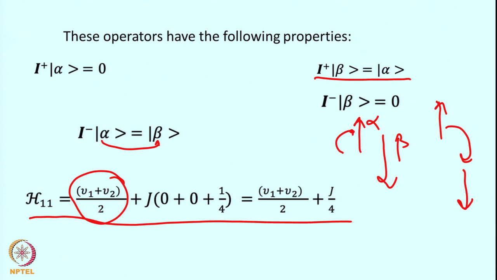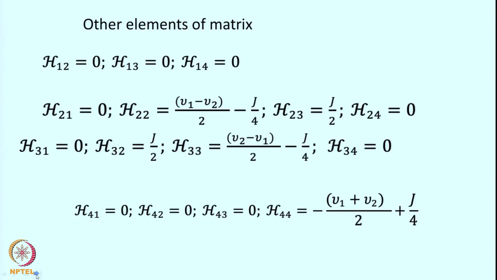plus mu 2 divided by 2, and the coupling constant, which comes in because these two spins are coupled. So, that will be J by 4. So, H11 will be mu 1 plus mu 2 divided by 2, that is the average frequency of these two, plus the Hamiltonian terms coming from the coupling constant, J divided by 4. Similarly, one can calculate the other terms of the matrix.